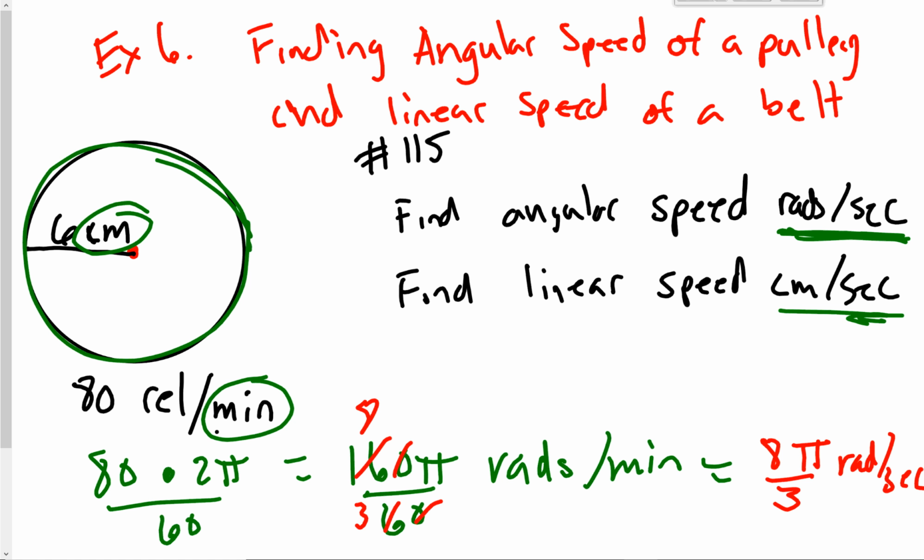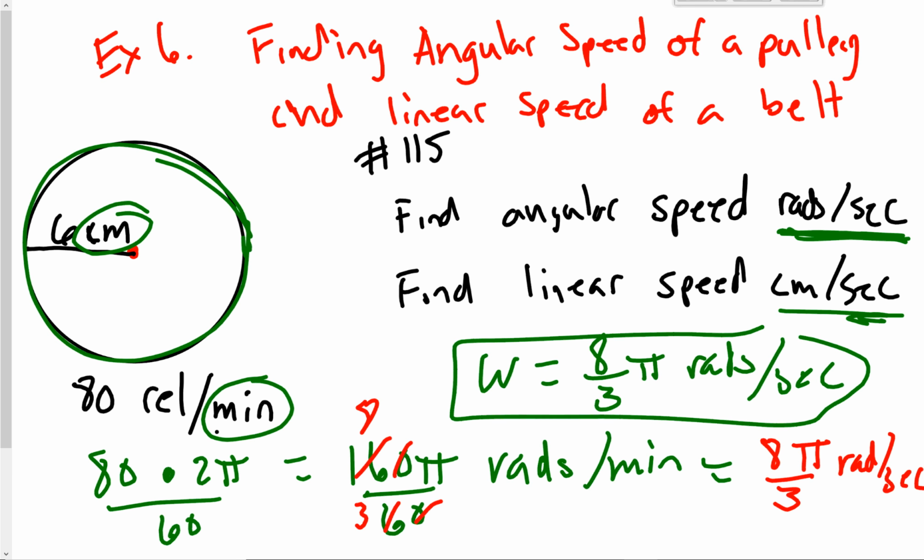So we know our angular speed right here is 8 thirds pi radians per second. Because our angular speed is how fast the angle travels around, right? And one whole revolution is 2 pi. So that's kind of all the work we did there. So we have that answer.